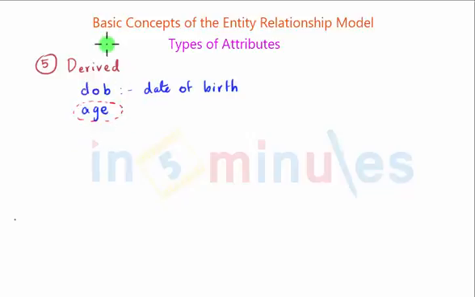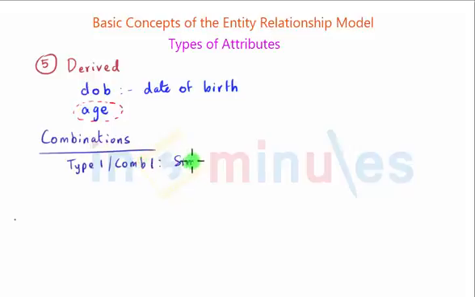Now that we have taken a look at all the types of attributes, let us consider the different types of combinations in which these types can be used. So in real life modeling of databases, we come across the following combinations of types. That is, different types of attributes can be combined, like say type 1 or combination 1, simple single valued attributes.